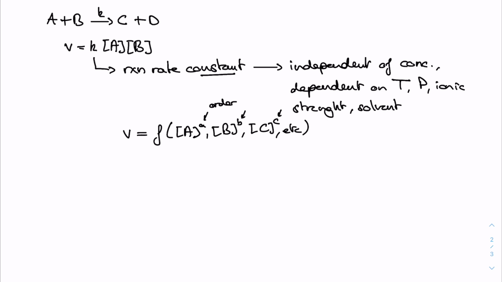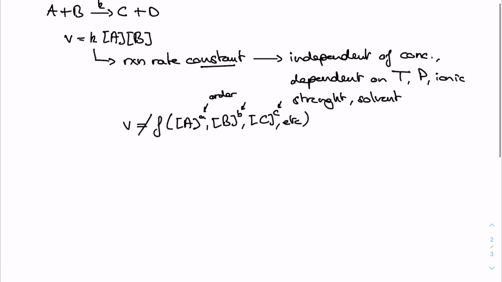That's the order of the reaction in A, the order of the reaction in B, in C. And this is not always just a simple function. No, it's not a priori. When I show you a reaction, you cannot always write down the correct rate equation with the right order.